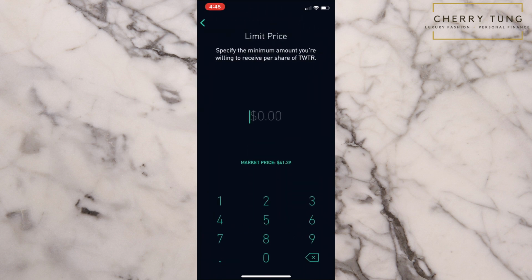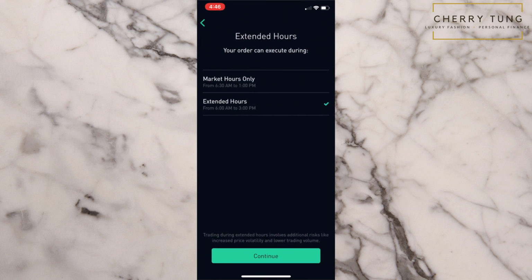And limit, the market price is $41.39. But let's say I want to buy in at $35, so we can put in $35 and continue. We can select market hours only or extended hours. Usually I like to do extended hours because it gives me more opportunity to buy in the stock at my desired price. So I would select extended hours and continue to submit.